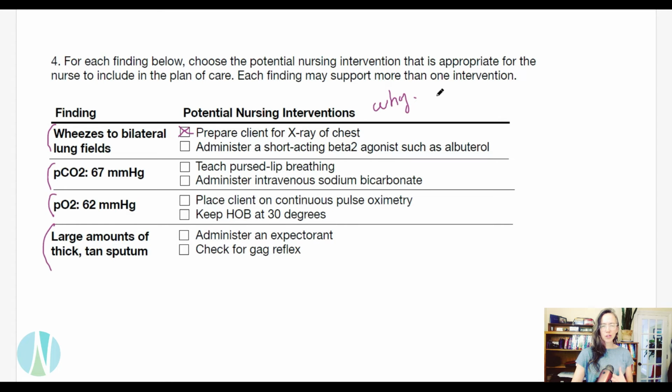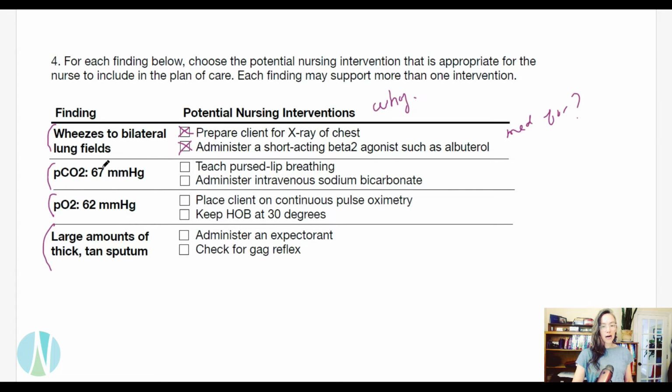They're having some closure of their airway, and we just want to see if we can see anything that's causing that, or how bad is it. And then administer a short-acting beta-2 agonist such as albuterol. Well, you want to know what the med is for. That's a short-acting bronchodilator. So what will that do? That will help open up the lungs. So I like that one.